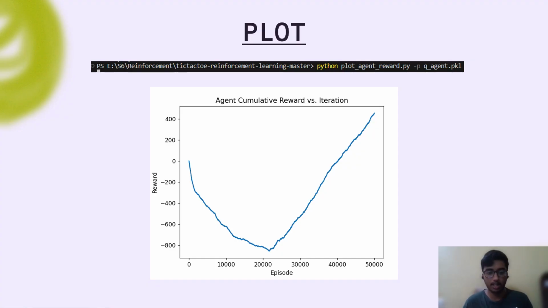This slide plots the reward against the number of iterations we are running. This is the Q-learning algorithm. After about 22,000 iterations, there's a change in the gradient and the agent starts to learn a little bit, and we start getting a positive reward after about 40,000 iterations.